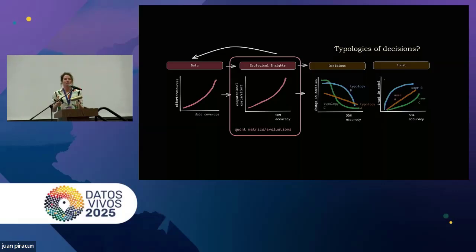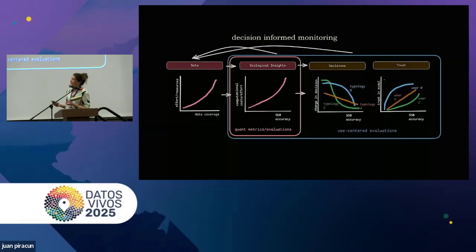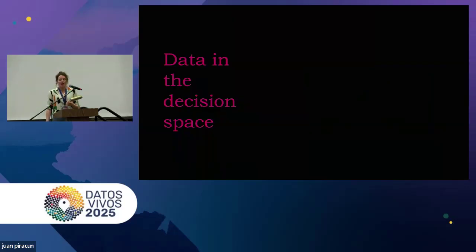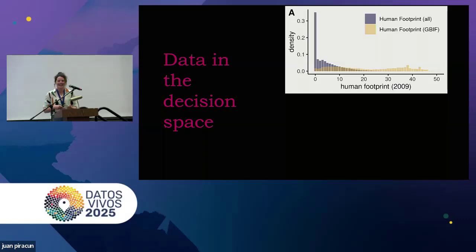There might be typologies of decisions that these ecological insights are used for, and therefore different implications of improving our ecological models. And can that whole holistic scope of the use of these data, not only for ecology, but also for decisions and also for end users, feed back into, or help inform, our monitoring? Which I guess comes to this point about data in the decision space.